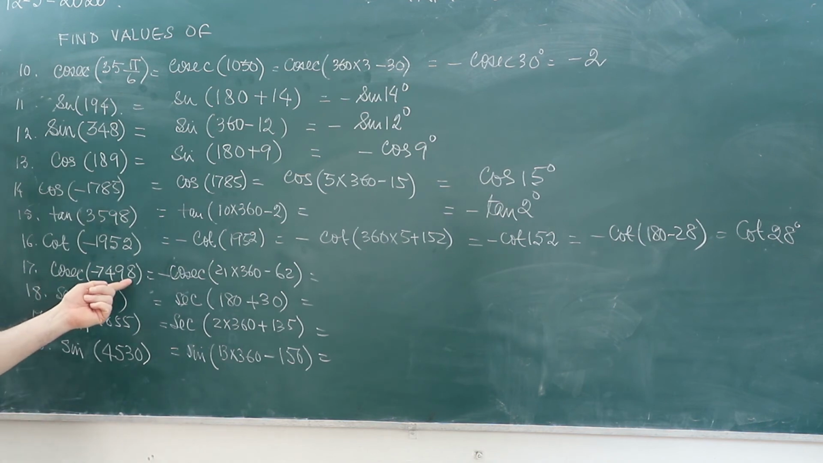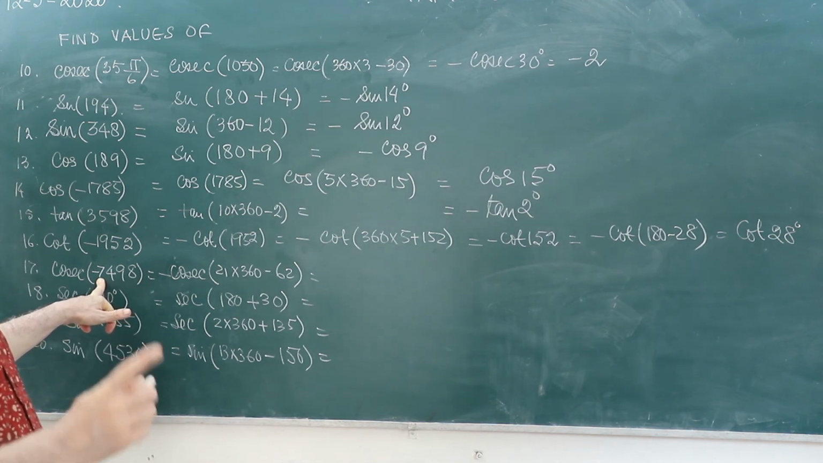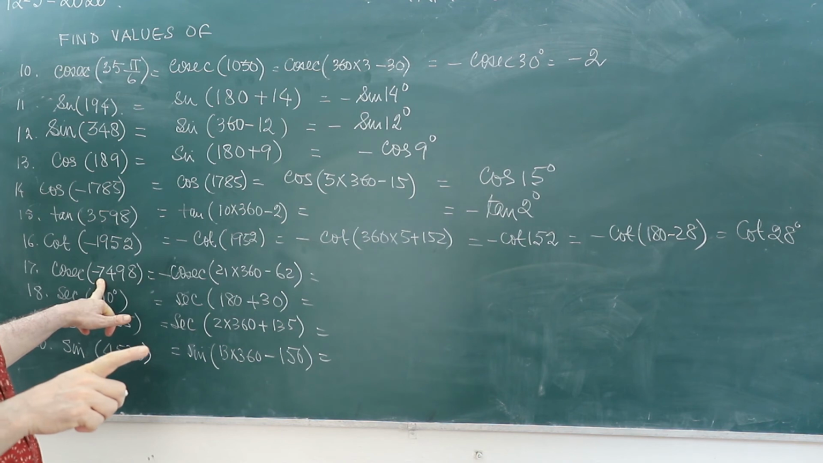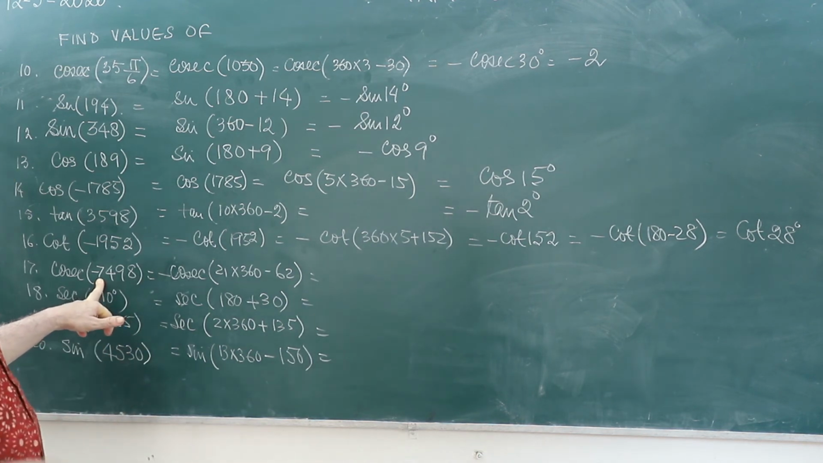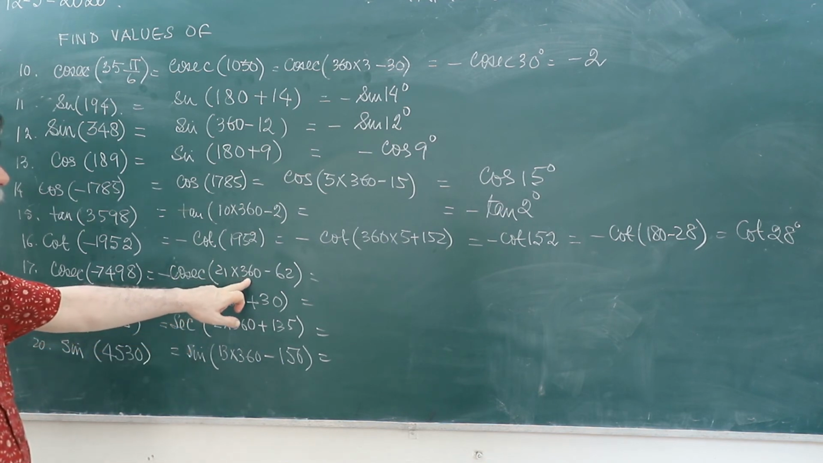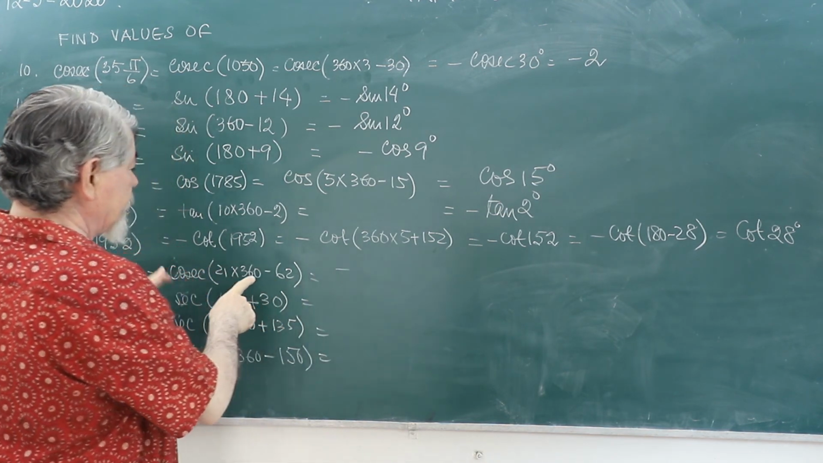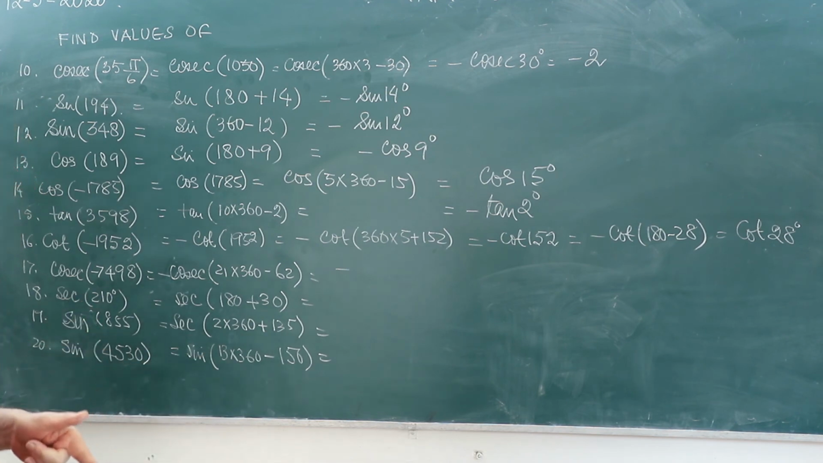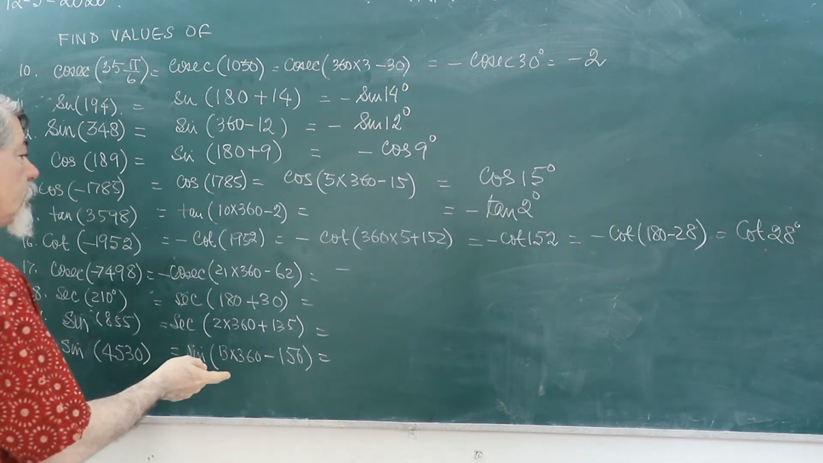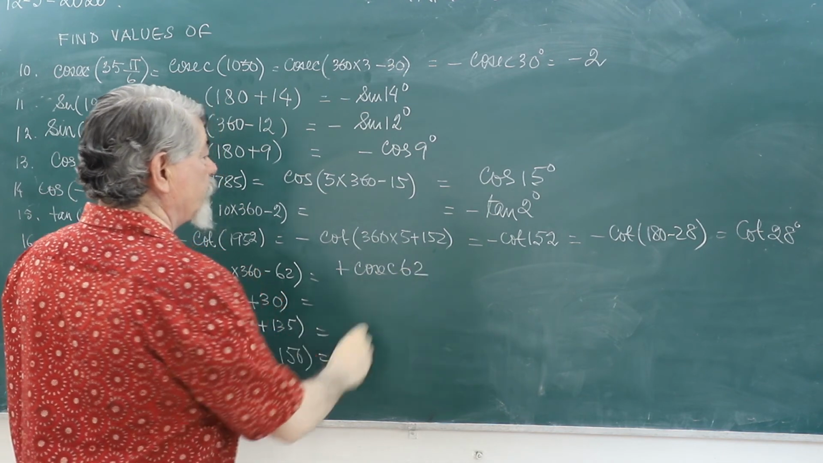Cosec minus 7498. Again it will become a cosec. Cosec minus theta is in the fourth quadrant, so it will become minus cosec theta because in the fourth quadrant only cos and sec are positive, the rest are negative. So cosec minus theta will be minus cosec theta, and 21 into 360 minus 62. Now it is falling again in the fourth quadrant. So because 360 21 times and then comes back into the quadrant, it will become minus cosec 62, and the 62 value can be seen from the natural cosecant table.